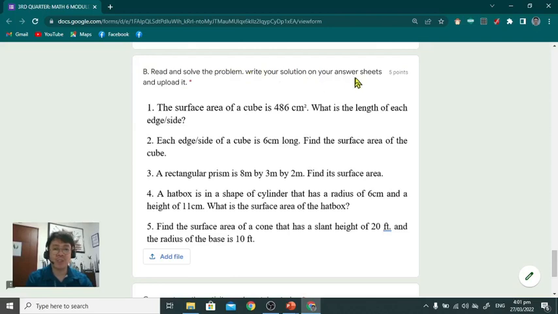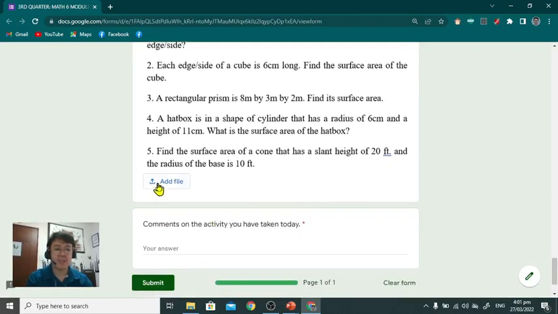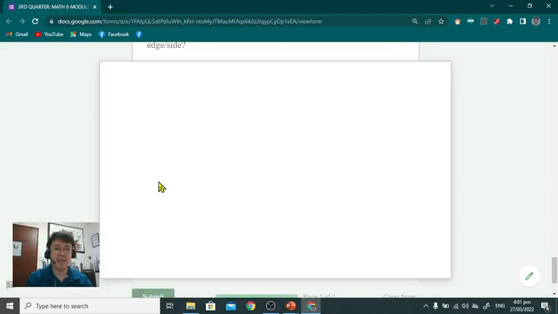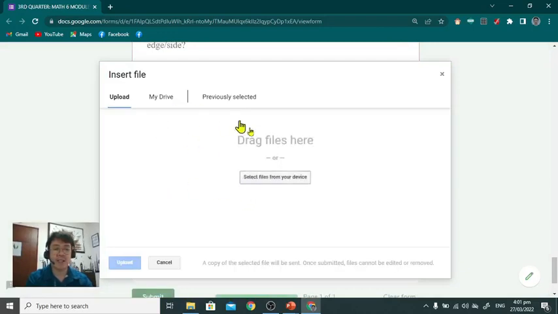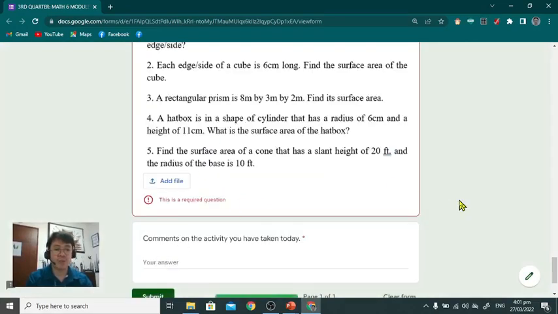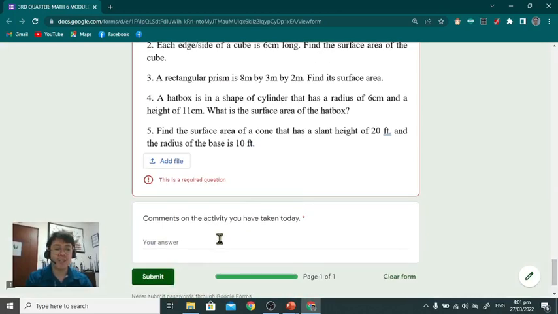Write your solution on your answer sheet and take a photo of it or picture of it and upload it in the file. So you were just going to click this add file. Then you were going to find the picture on your devices. Then after finding it, click and then upload. So that's what you were going to do. Then you can write your comments on the activity you have taken today or the evaluation.